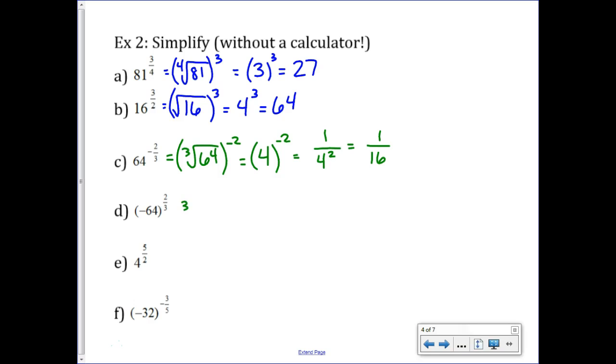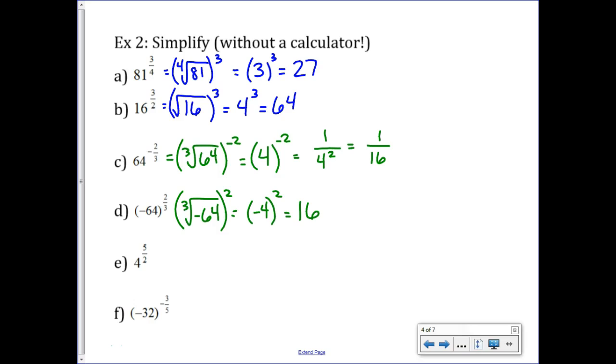This one I have the cube root of negative 64 squared. So the cube root of negative 64 would be negative 4. And then we square that, and that would give us a positive 16. So those are different answers there.